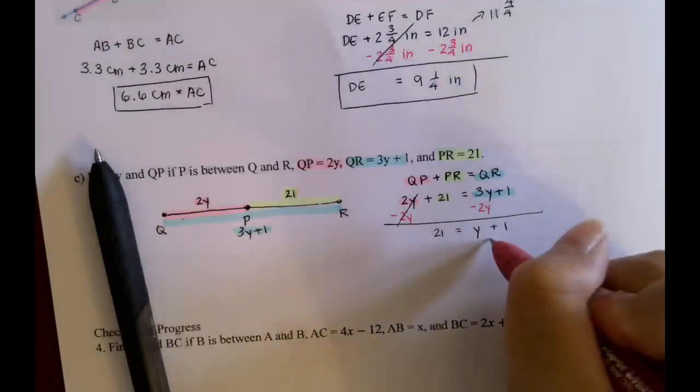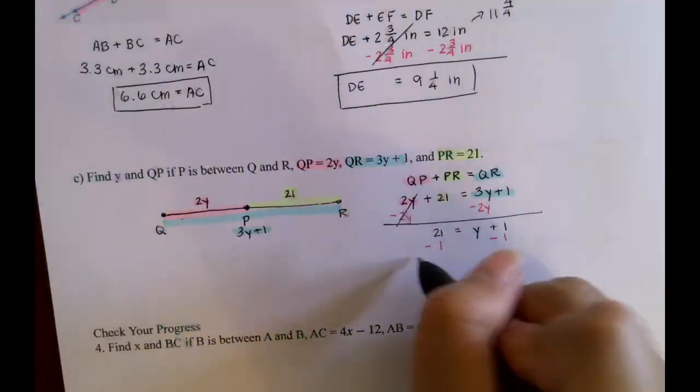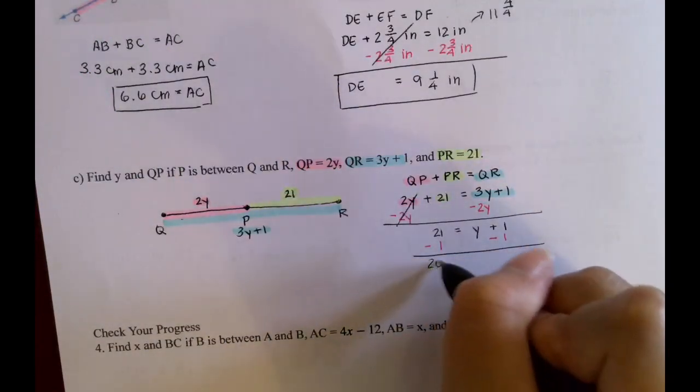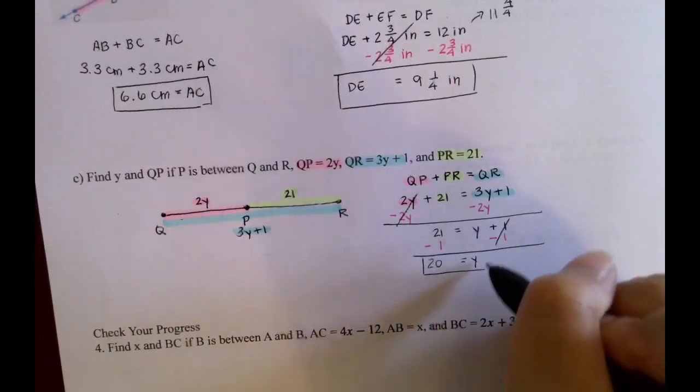Then move this plus 1 over by doing the inverse, subtracting 1. 21 minus 1 is 20 equals y. Okay, so I know y equals 20.